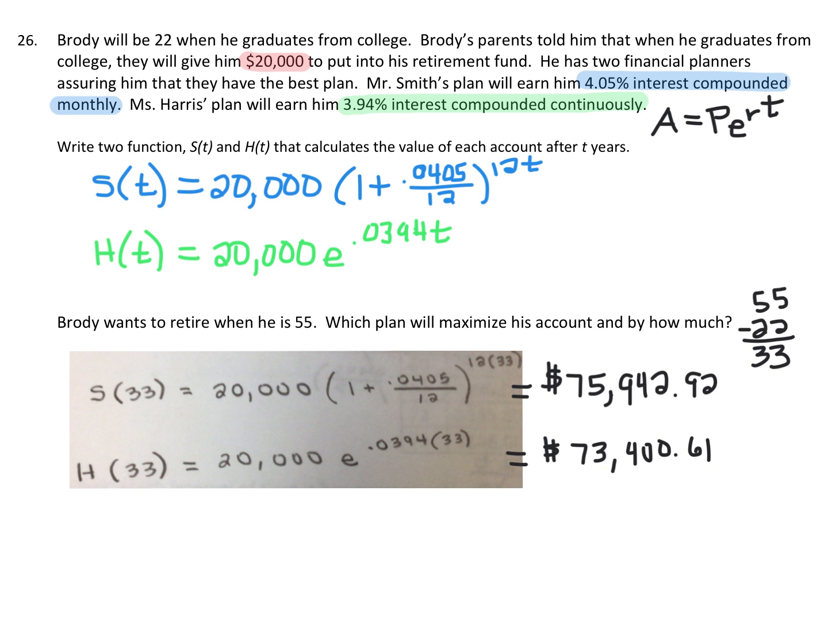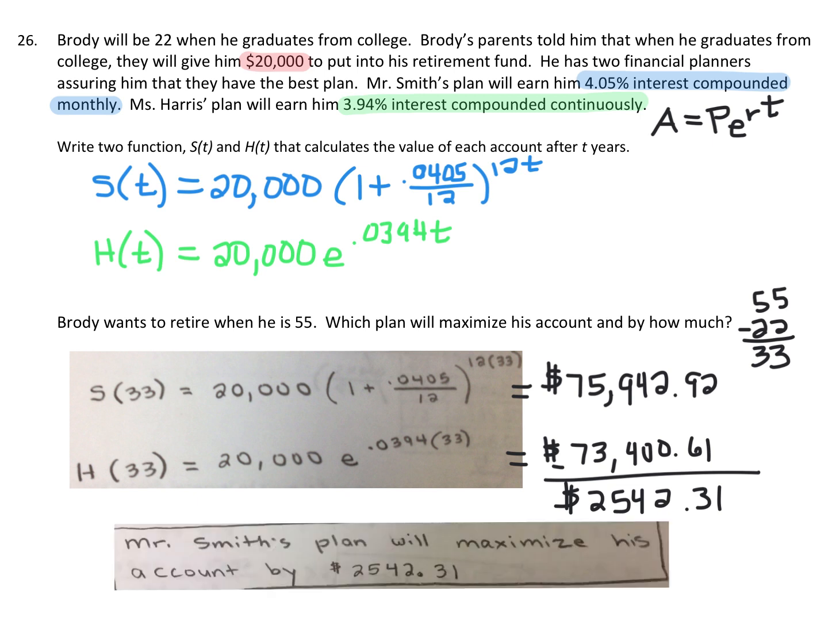So we could see that Smith's plan is going to make him more money. Now we want to know how much more, so let's subtract those. And when we do, we wind up getting $2,542.31. Okay, so you could just write it out in words. Mr. Smith's plan will maximize his account by $2,542.31.